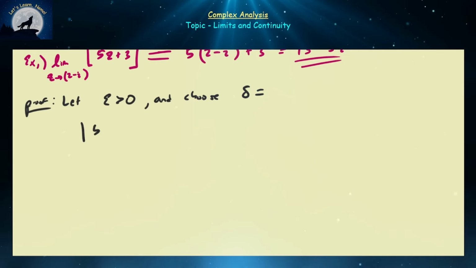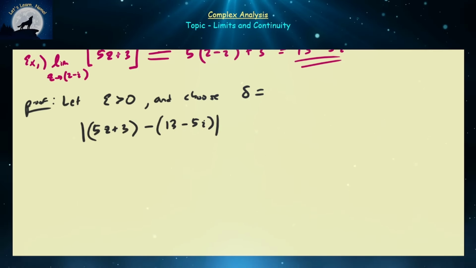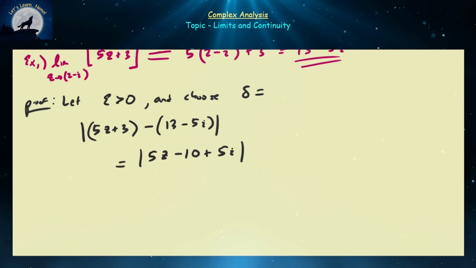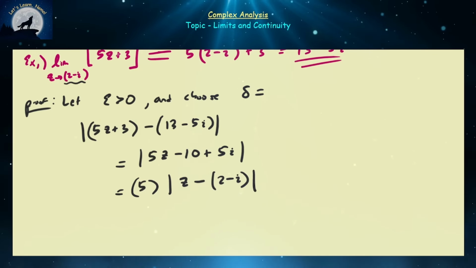So the distance between 5z plus 3, our function, and the value we think it gets close to should be able to be made as close as we want to each other if we have complete control over the domain distance. So once we simplify this, that's going to be equal to the absolute value of 5z minus 10 plus 5i. And notice that I have a 5 in common here, so that's going to be equal to 5 multiplied by the absolute value, because the absolute value of 5 will be 5. And then we're going to have z minus, and I want to focus on 2 minus i, so I'm going to factor out a minus 1 and write this as 2 minus i as well.